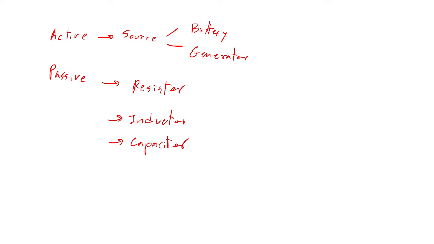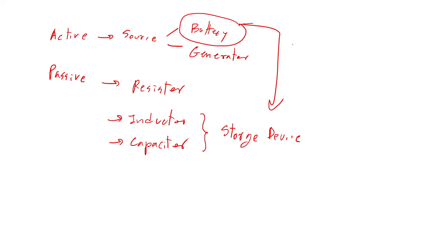Or sometimes we call inductor and capacitor the storage device. If we talk about a battery, maybe it's one kind of storage device. But usually in electric analysis, we consider the battery as a source, right? It could be a source, it can consume power also, and it can store the energy.